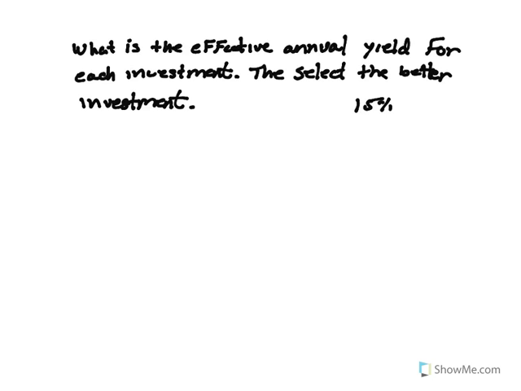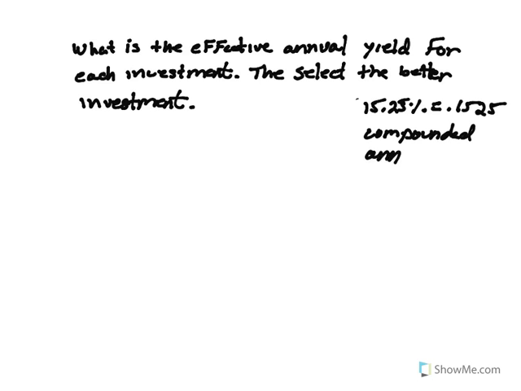Okay, rate of 15%, 15.25% actually. That would be the amount that's going to be given. 15.25%, which is going to give you 0.1525 as a decimal. All right, n is going to be annually. Okay, so it's going to be compounded annually. So therefore, n is going to equal 2.